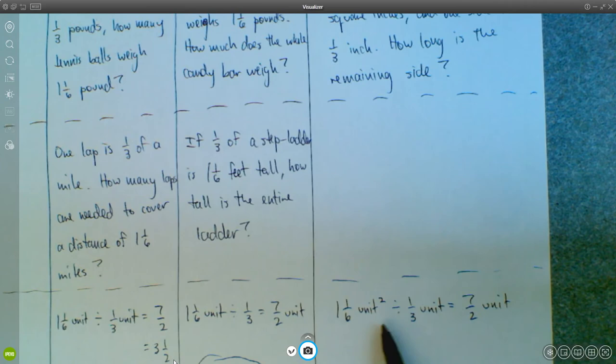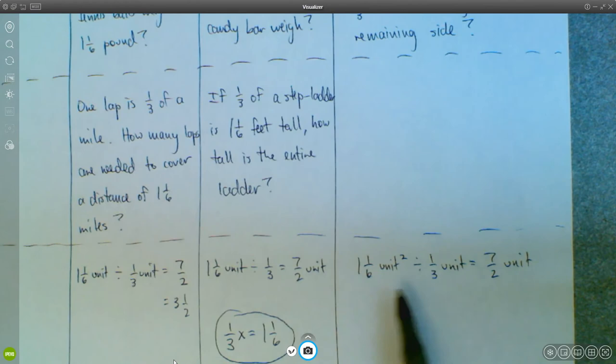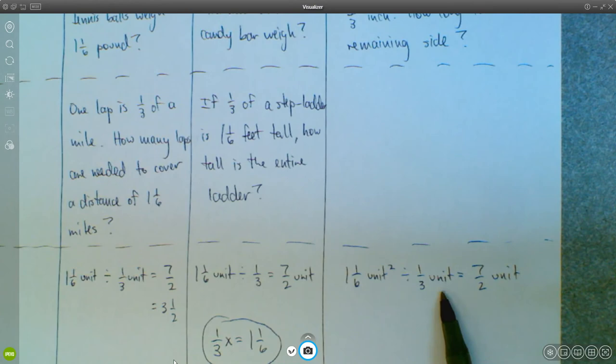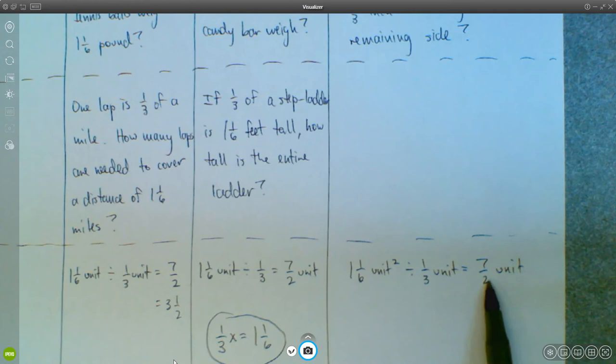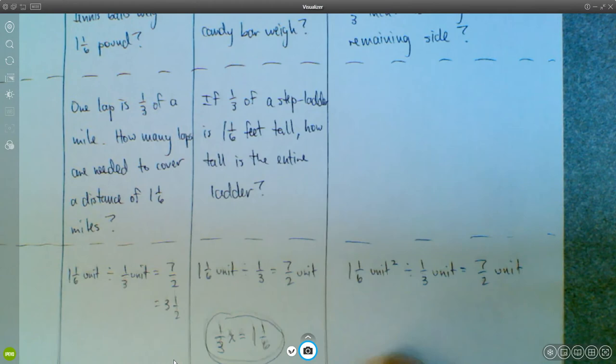So what distinguishes this from the partitive model, really when it boils down to it, is that with the area model, your units are square units for the first expression, and then linear units for the second one. And then your answer is given in linear units as well, right? So 1 1/6, we'll say square inches, divided by 1/3 inches equals 7/2 inches, right? So that's really the only difference between the two models.